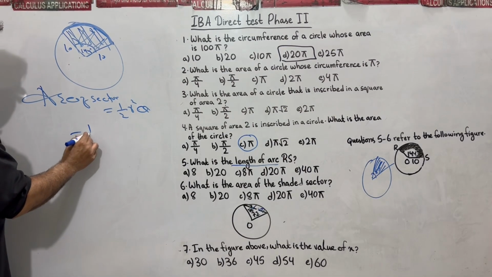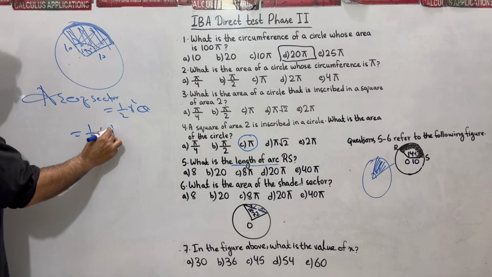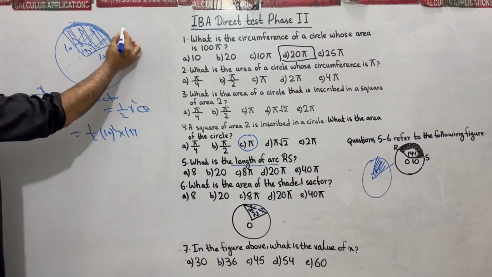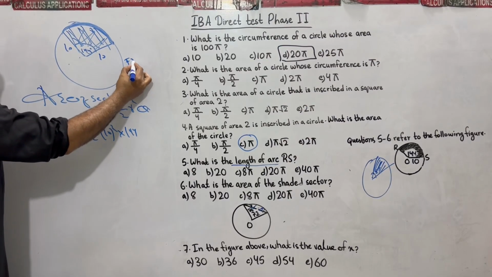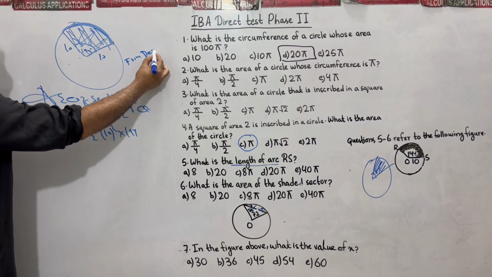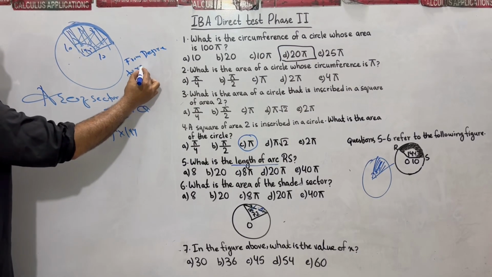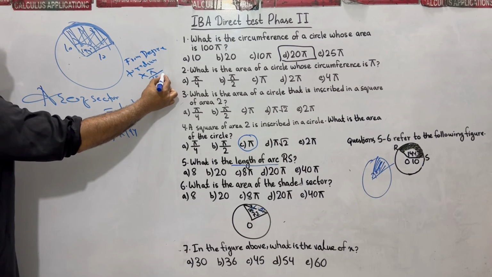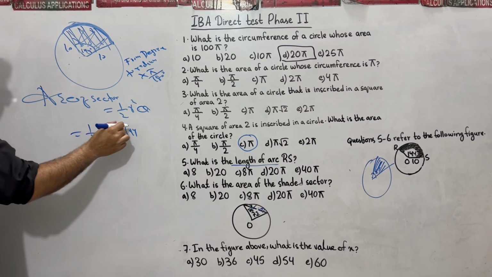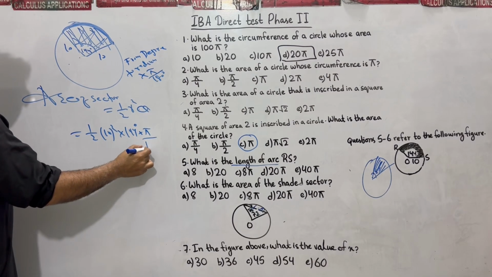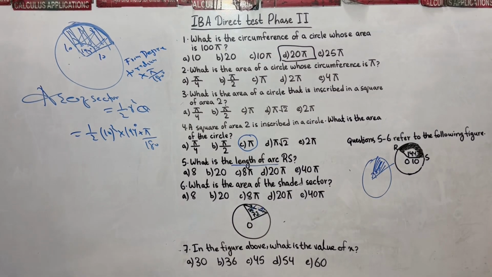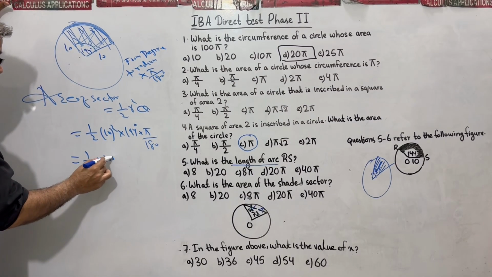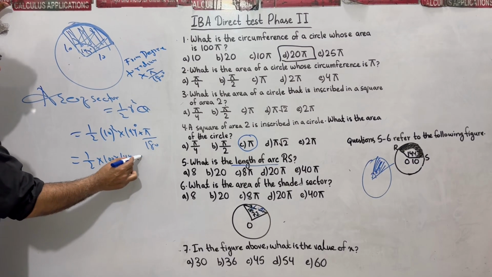We have 1 over 2, the radius is 10, squared, and the angle is again 144. We have to convert degrees into radians. From degrees to radians, just multiply by pi over 180. It is in degrees, so multiply by pi over 180 in order to convert it into radians. 10 square means 1 upon 2 into 100 times 144 times pi over 180.